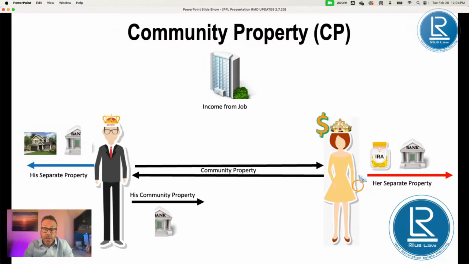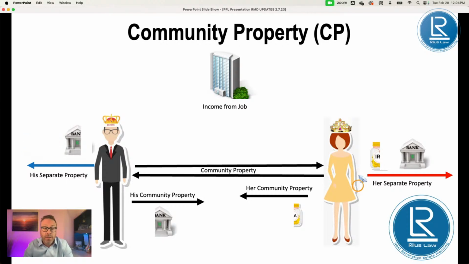Now she's got a job, puts it into an IRA. So same thing, even though it's in her IRA, that's from her efforts during the marriage. So by default, that part is community. So you can see here where it can get pretty tricky. Since everything acquired during marriage is community property, people don't realize that if they're putting it in their separate bank account, it's still community property.